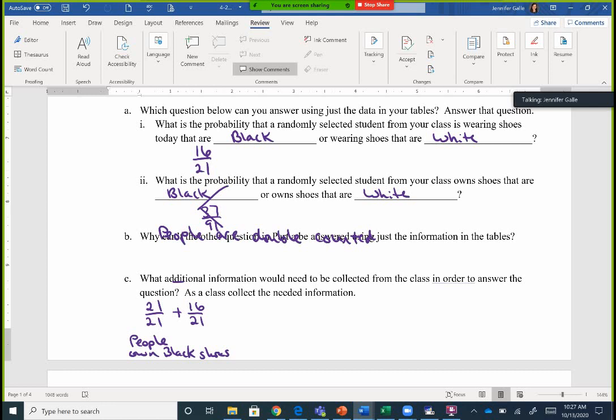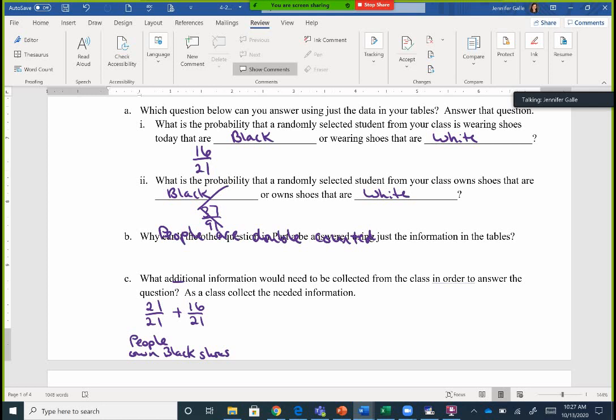People are double counted. So I know based on our data, we didn't have a very good variety for our colors that people were wearing today. So how many people, if we look at this, how many people are actually double counted? 16 of them are, right? Because everybody owns black shoes. So the 16 people that also own white, they're double counted. They're counted once here because they own black, and they're counted again because they own the white shoes.